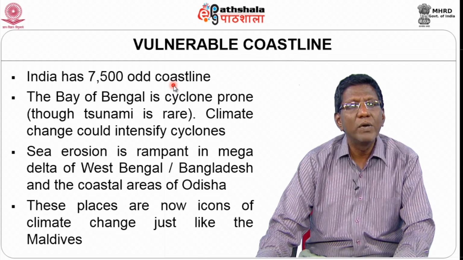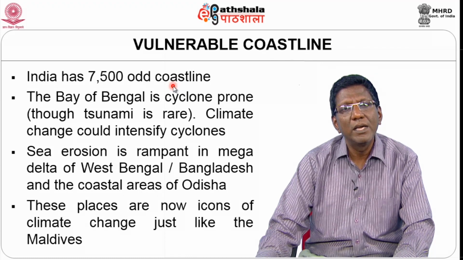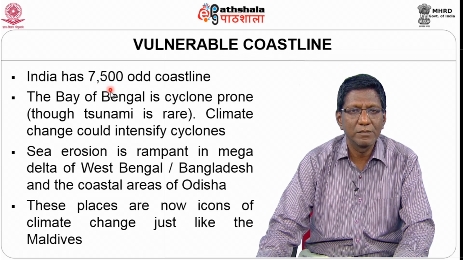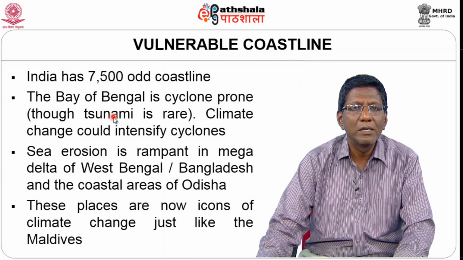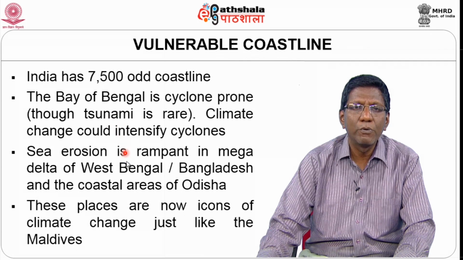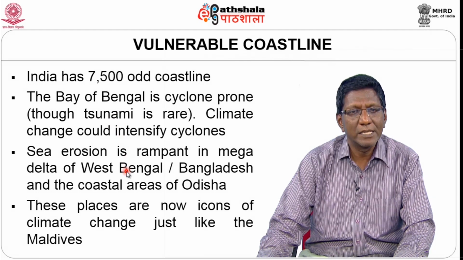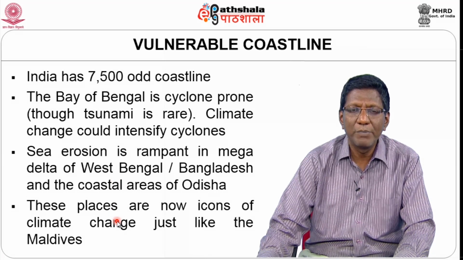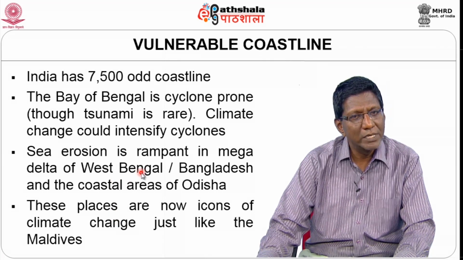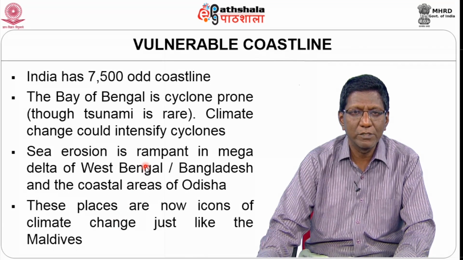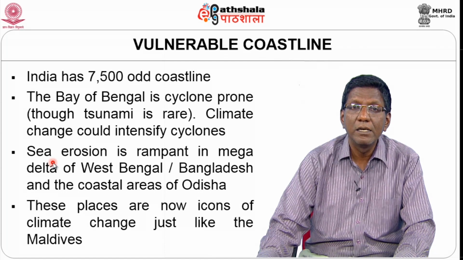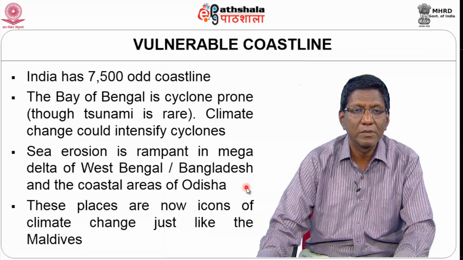The coastline is very much vulnerable to climate change. We have a very large coastline of 7,500 kilometers. The Bay of Bengal is cyclone prone, though tsunami is rare. A tsunami may not come again in our lifetime in the Bay of Bengal region, but we can often expect cyclones. We can even expect cyclones like the 1964 cyclone that devastated Dhanushkodi in Tamil Nadu.